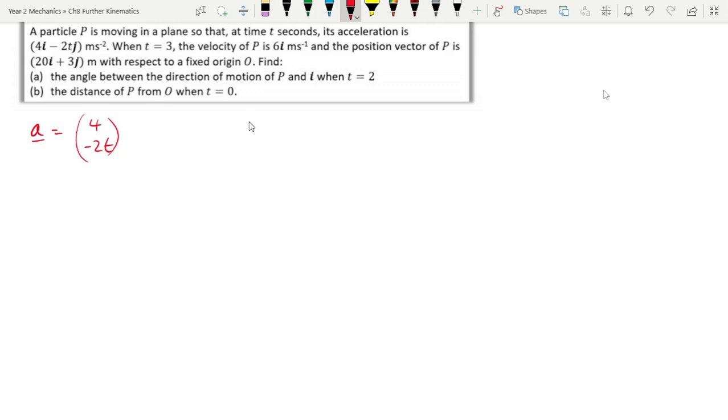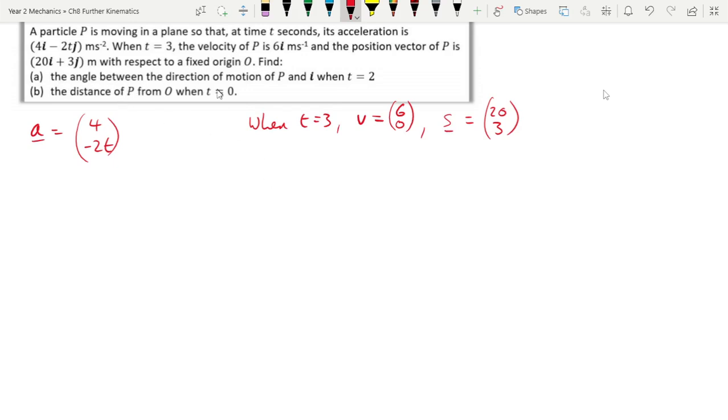Now we're also told that when t equals 3, the velocity is 6i, so that's just (6, 0), and the position is 20i and 3j, like that. Okay. It is useful when you're reading these questions to make these sort of notes, just simplified, so you don't have to scan through the question again.